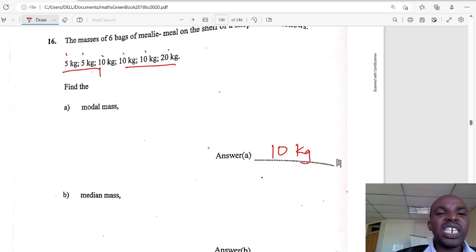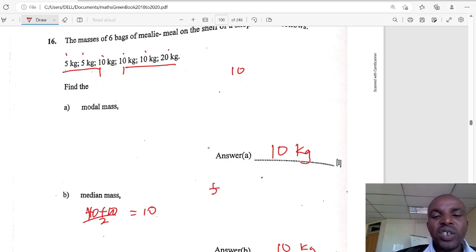So for the median, you take these 2 numbers, add them, divide by 2. So it's 10 plus 10 over 2, which is equal to 10. So it will still be 10, right? So it's 10 kg. We can use location. You can say n plus 1 over 2, where n is the number of values that we have.